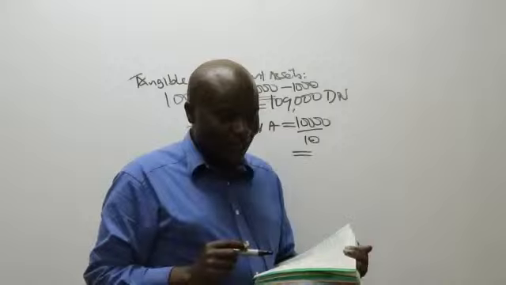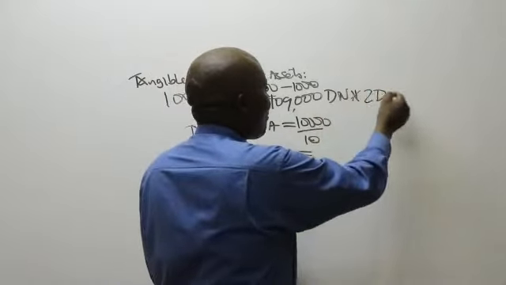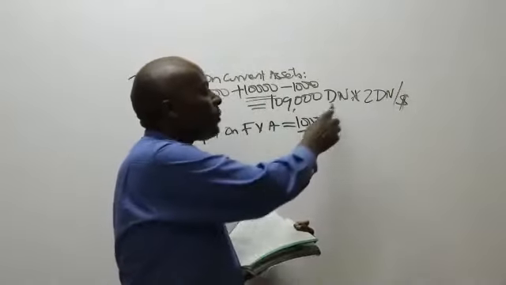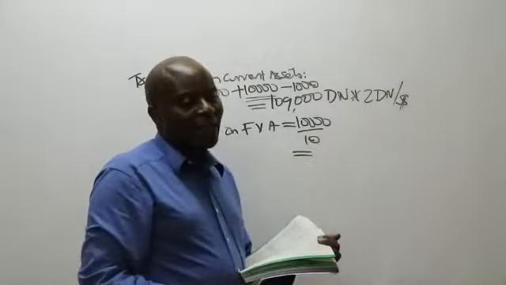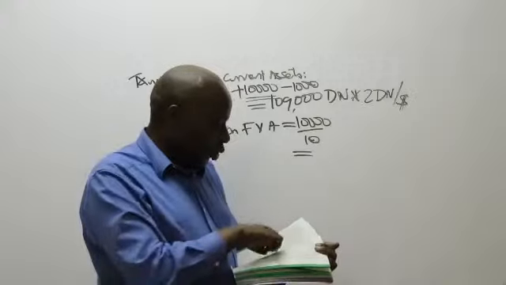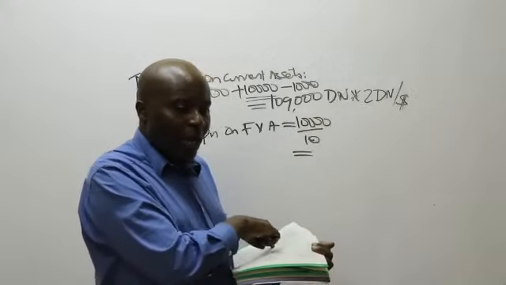Divide by 2. Because if you try multiplying this by 2, we'll end up getting a figure which is in terms of DN squared. That can never apply, because you can see the 2 there, it is 2 DN per dollar to $1.